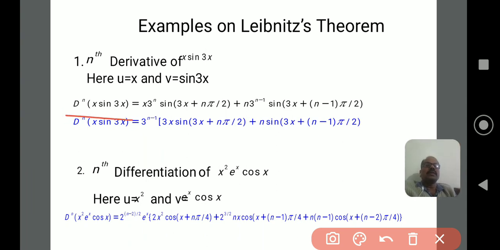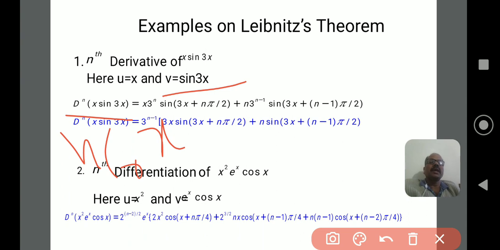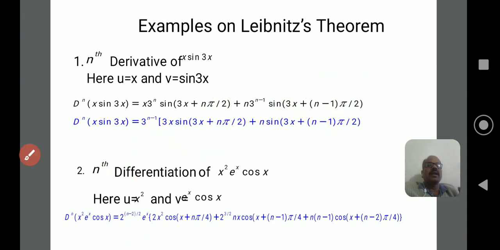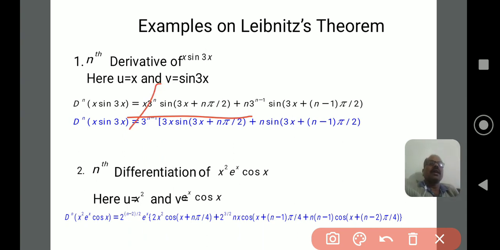What is the nth derivative? It is a very simple method. Leibniz says: nC0 into the first function x into the nth derivative of the second function. The nth derivative of sin(ax + b) can be written as a to the power of n, which means 3 to the power of n, into sin of (3x + n pi by 2). I have written n pi by 2 very clearly. You can observe here 3 power n into sin of (3x + n pi by 2). The first function is written as it is because nC0 is 1. I have already written the first step.